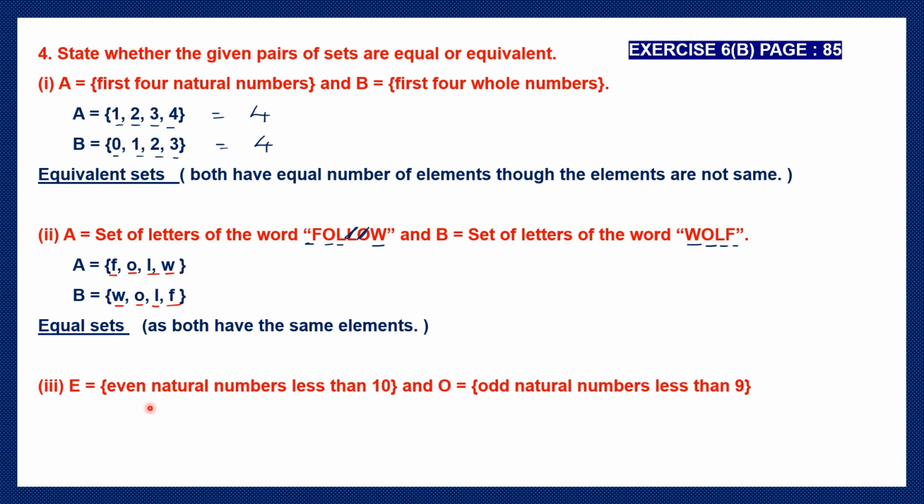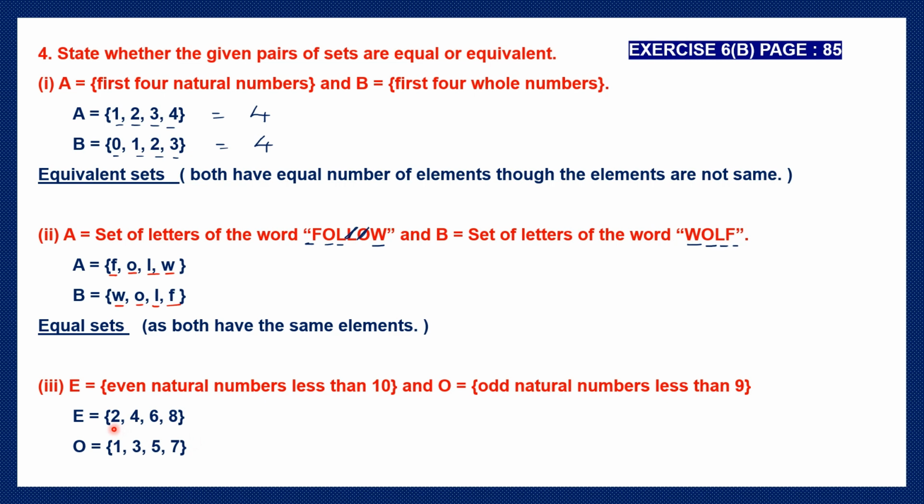So E, even natural numbers less than 10, let's write it down. It will be 2, 4, 6, 8. We're talking only about the even numbers. Natural numbers, we can't add 0 and they should be less than 10. So we have this. Now O is odd natural numbers less than 9 and that will be 1, 3, 5, 7. As you can see, the elements are completely different.